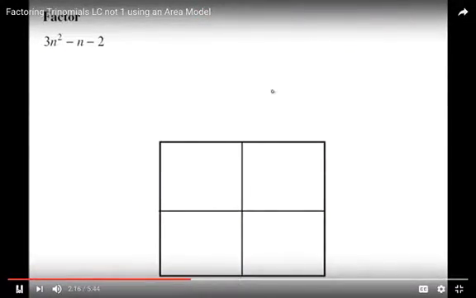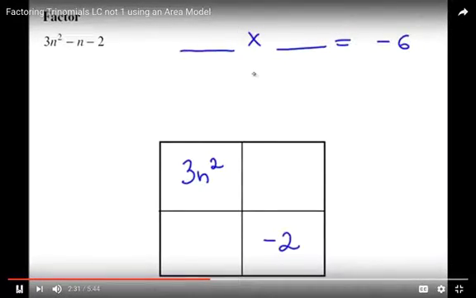How about 3n squared minus n minus 2? Well, we know that 3n squared goes here. We know negative 2 goes here. We know that the other two rectangles have to add up to negative n, and they multiply to the same thing as the rectangles we have. So they multiply to negative 6.